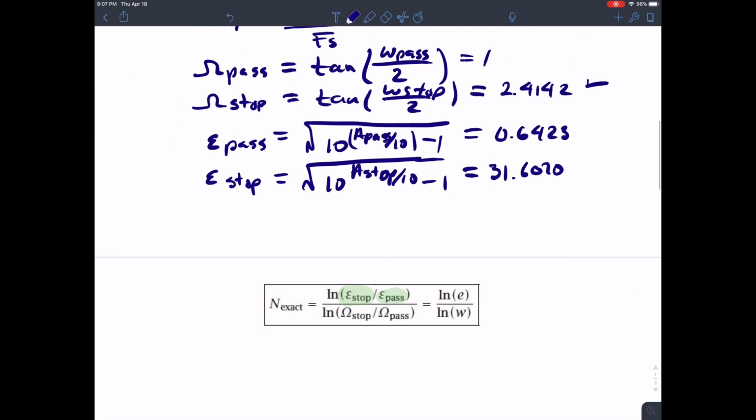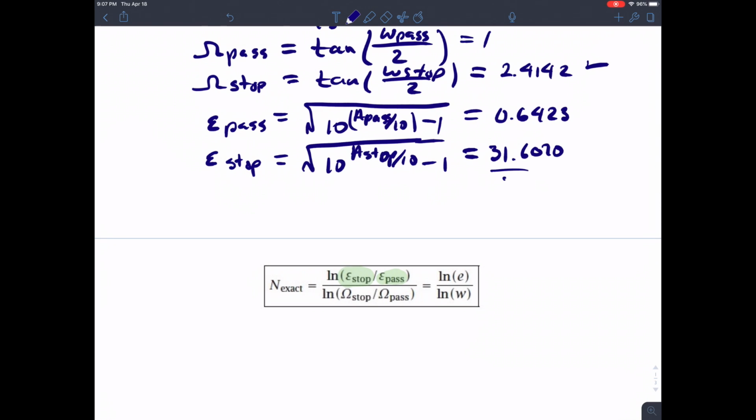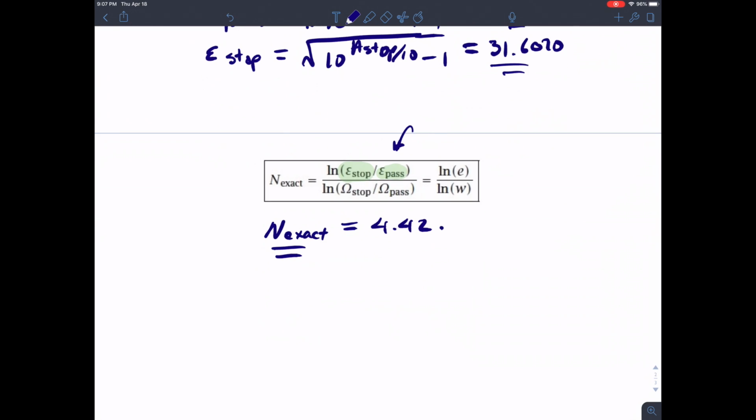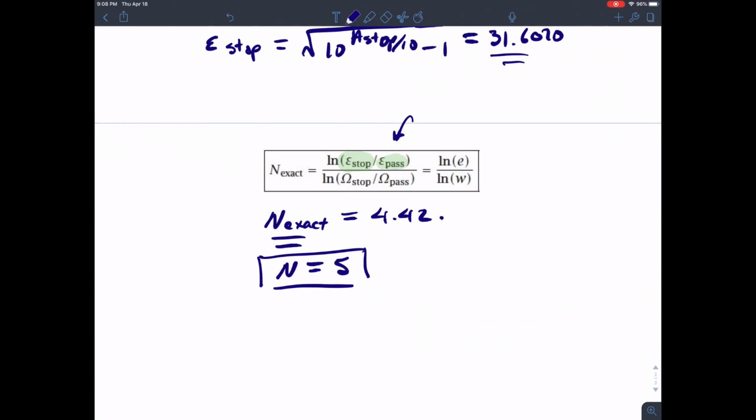From there you just plug epsilon pass, epsilon stop, omega stop, and omega pass into this formula, and you get a value for N exact of 4.42. We know that this is really required to be an integer, so we round up to meet our specifications, using the ceil function, to the nearest integer that's bigger than 4.42. That gives us the order.